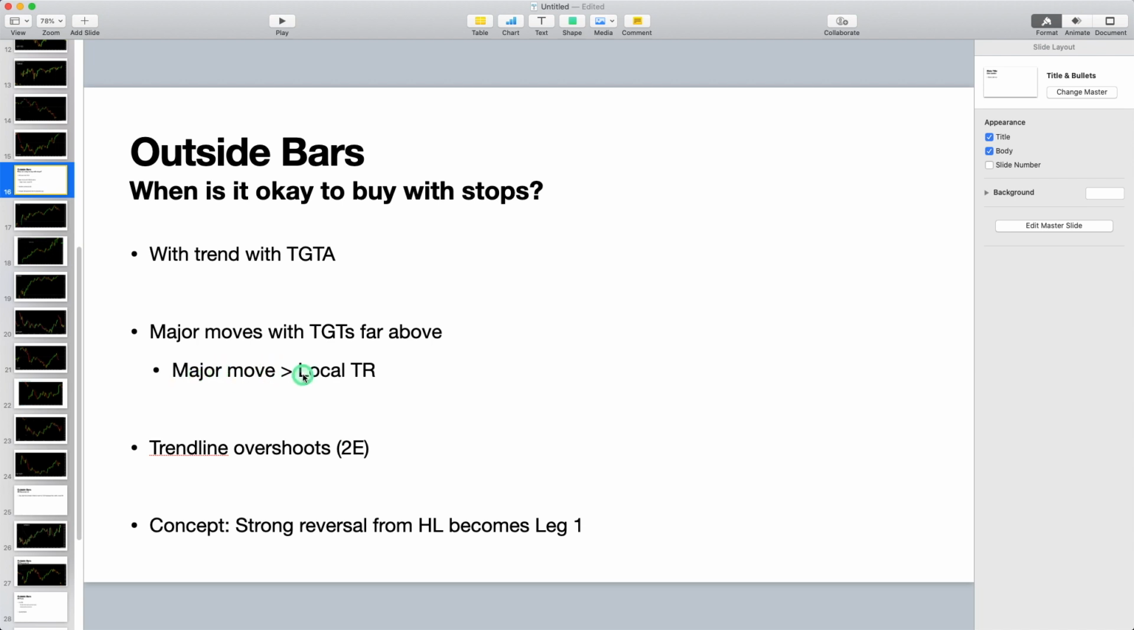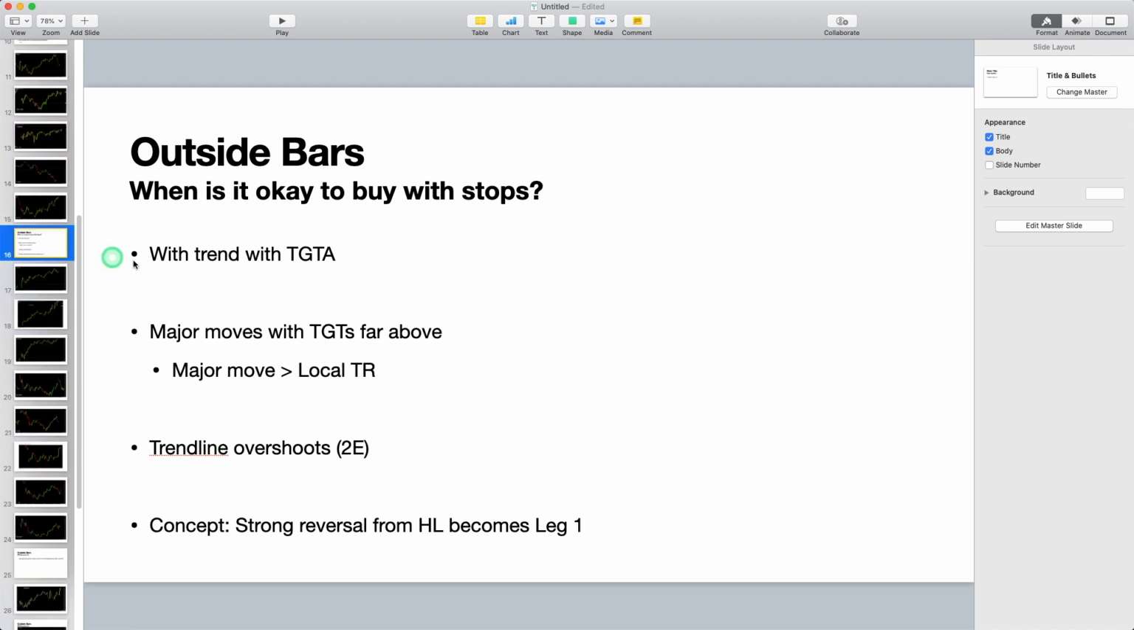The major move is more important than the local trading range. It means that, yes, an outside bar is a trading range of its own, a 2-bar trading range. But if the overall context shows that there's a lot of room to the upside, then you can ignore that small trading range because you know the targets above, or the magnets above, have enough of a reward to offset that slightly lower probability. And another time Al says it's okay to buy with stops is for trendline overshoots, and we'll cover that more in the reversals book.